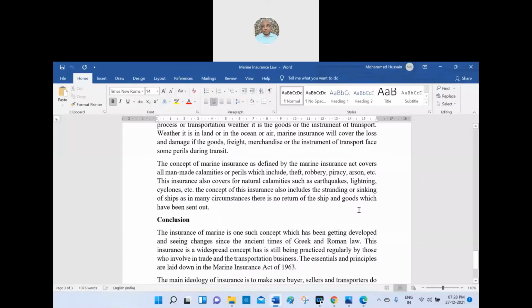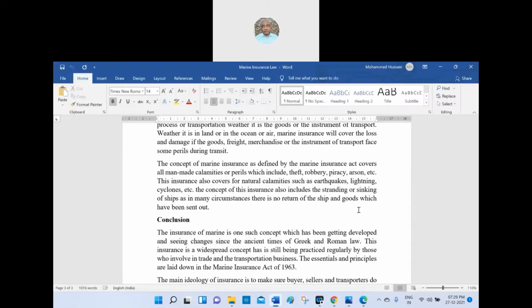The concept of marine insurance, as defined by the Marine Insurance Act, covers all man-made calamities. See, it said all man-made calamities. That means there are also acts of God, like natural disasters or natural catastrophes. What is another name for natural disaster? Tsunami, sir, act of God. Yeah, that is act of God. But when you say man-made calamities, it means the negligence on the part of people when you are transporting it. Then God-made is the natural catastrophe, natural calamity, or natural disaster.